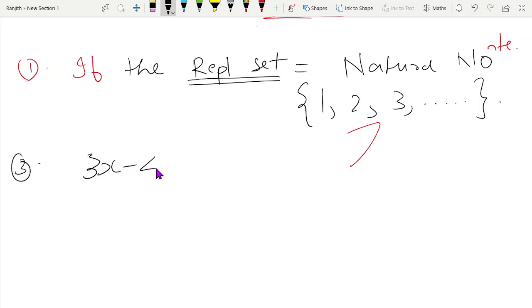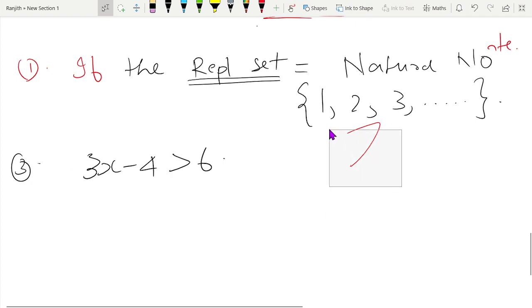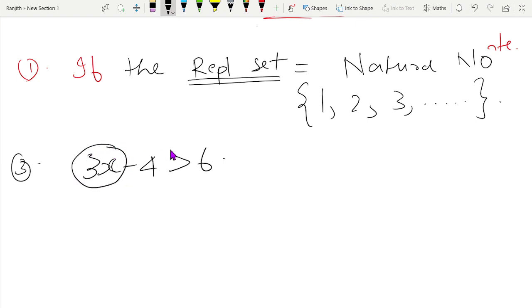Third question, 3x minus 4 is greater than 6. And there is one rule for multiplication and division when both are minus; I'll explain that later. That is very important. Okay, how do you solve this? What's the unknown variable? x. So you have to find x. Keep 3x as it is, same as a simple linear equation. So 3x is greater than 6.